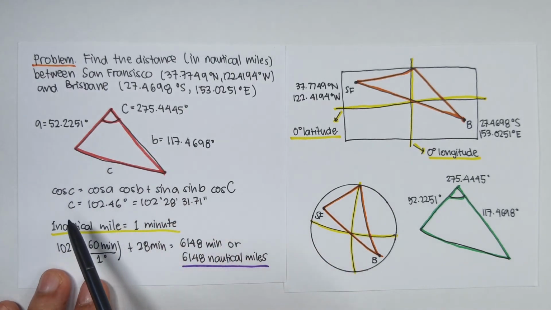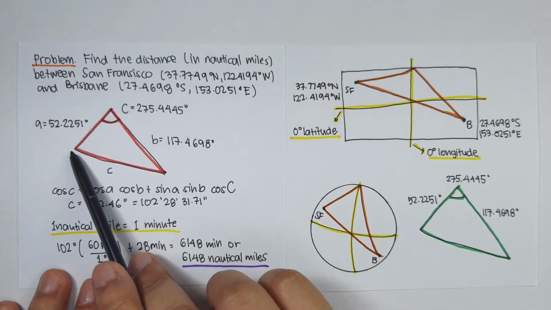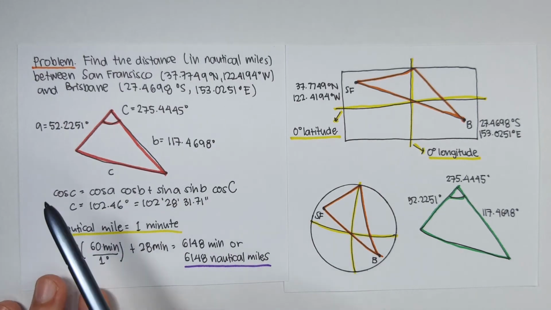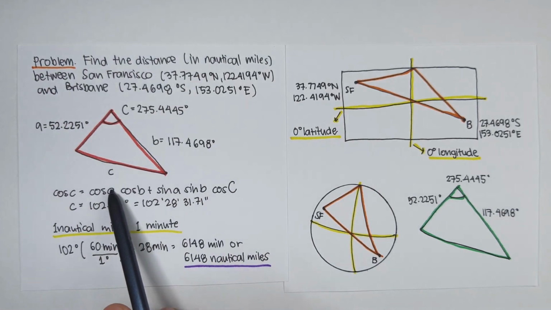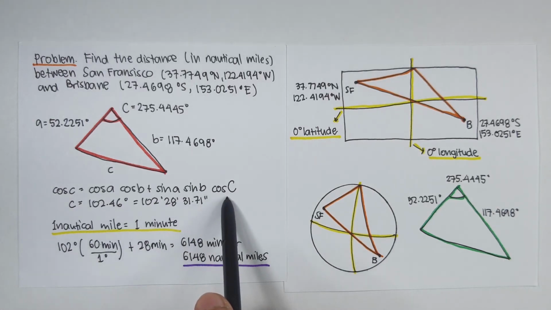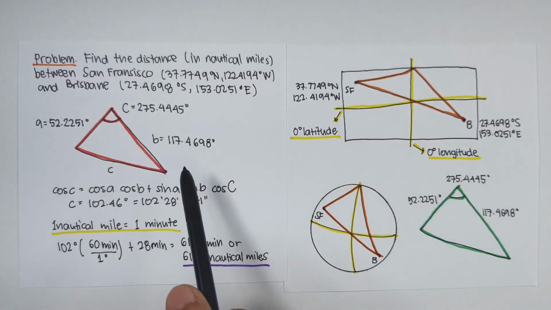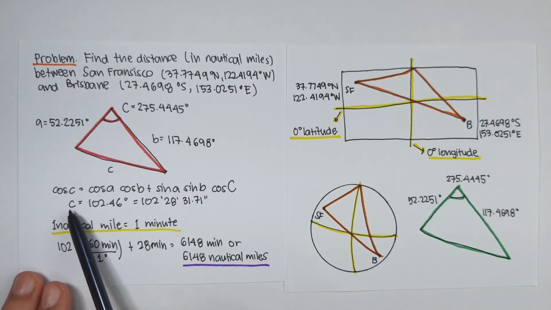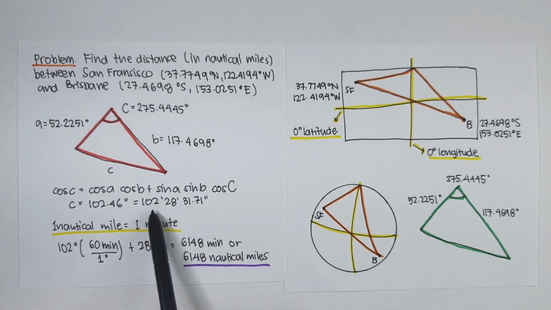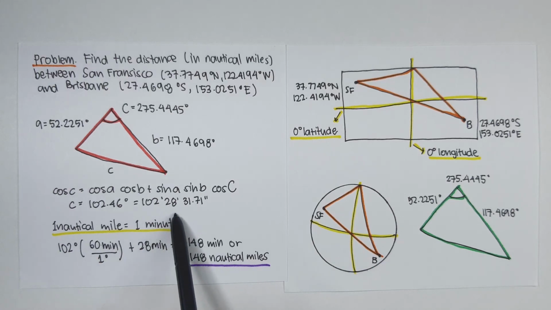So this is side C, which is the distance between San Francisco and Brisbane. And we can solve for side C using the cosine law for sides. That is cosine C is equal to cos A, cos B plus sine A, sine B, cosine angle of C. Substitute our values to our equation. And solving for C, we get 102.46 degrees, or that is 102 degrees and 28 minutes.